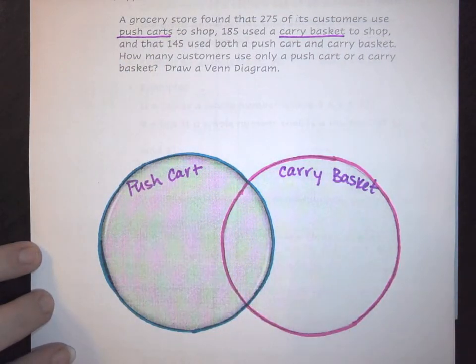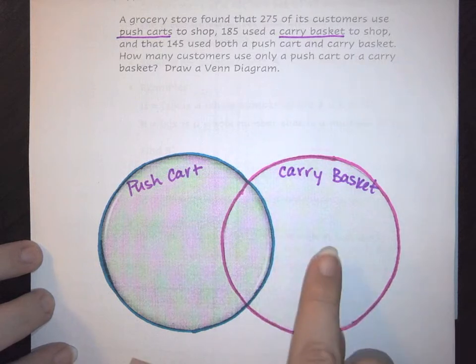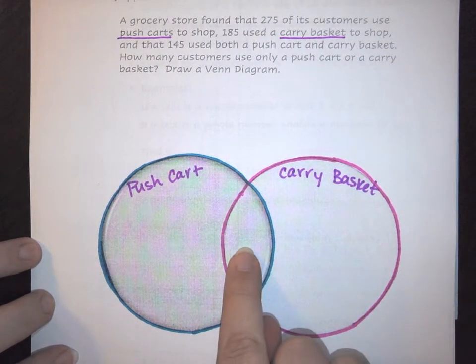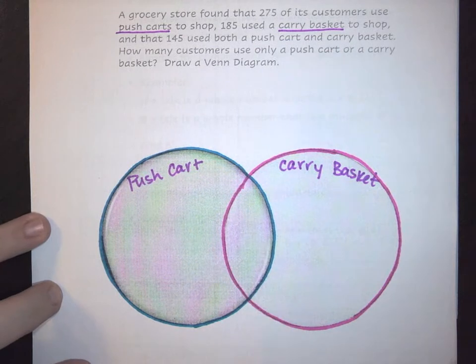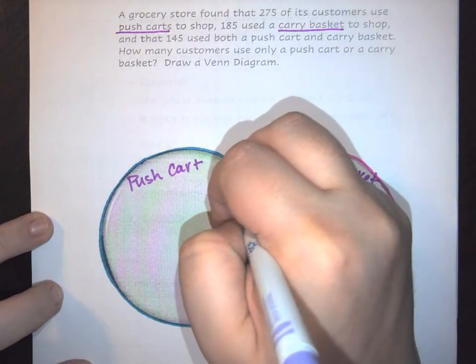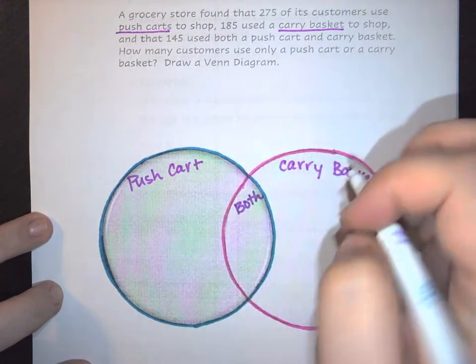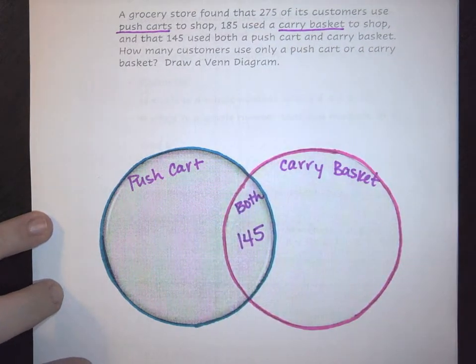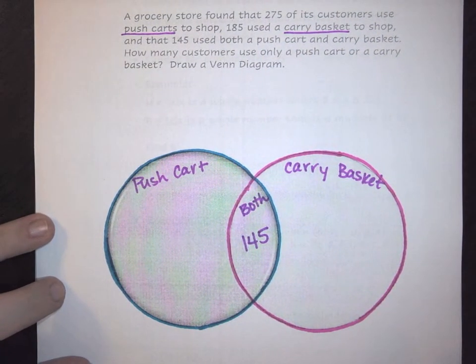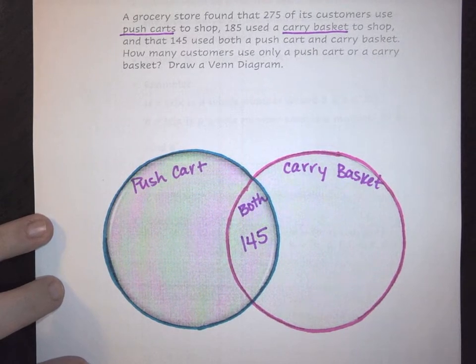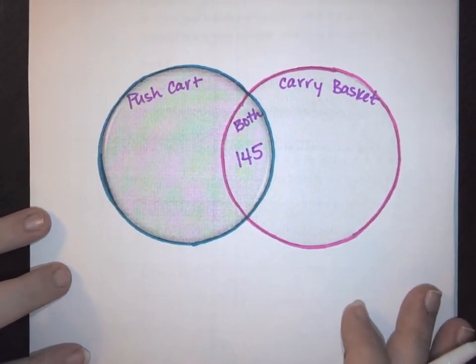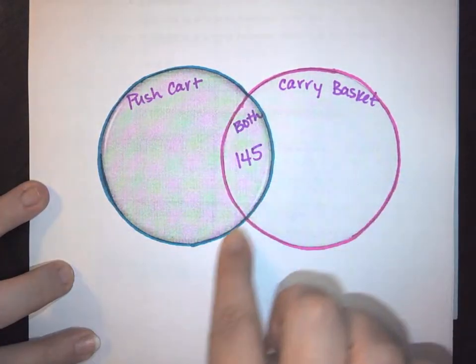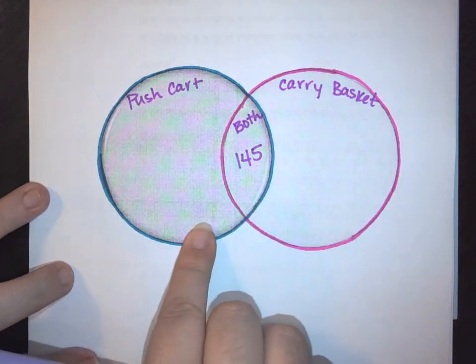Now 145 use them both. So if I want to use them both, I'm going to fall right here into my intersection. So my intersection is both, and this is 145. So I want to know how many customers use only a push cart or only a basket. So I have to figure out how to fill in this circle here.